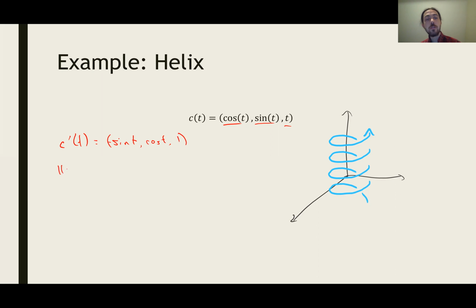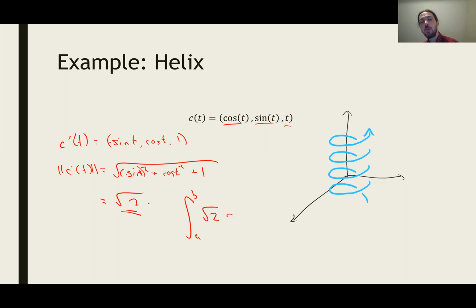And so the speed is equal to the square root of the sum of the squares of those. Here we're going to be taking minus sine squared plus cos squared plus 1 squared, and that's going to be actually equal to the square root of 2. So to calculate the arc length of it between time a and time b, we integrate the speed.